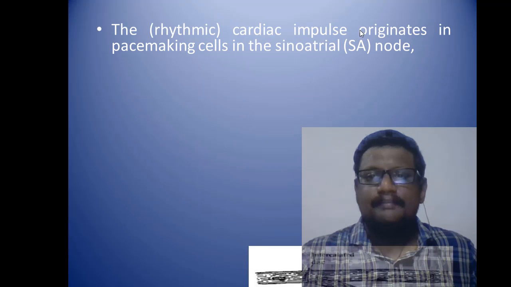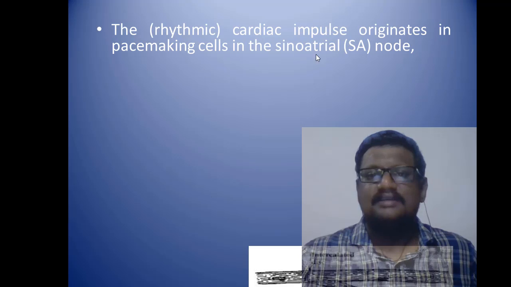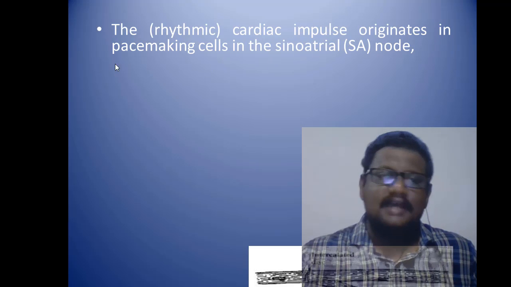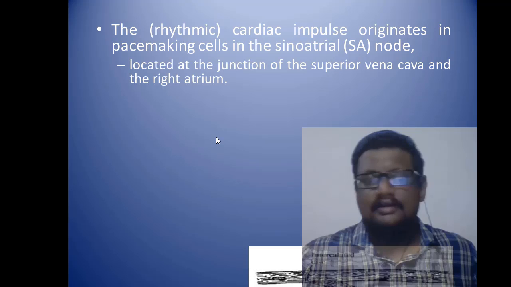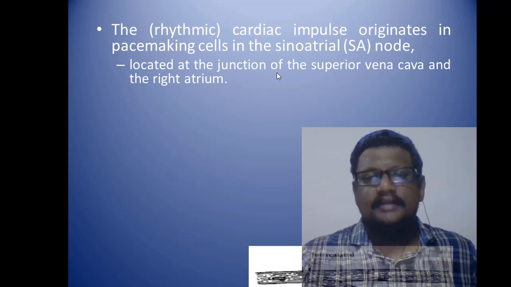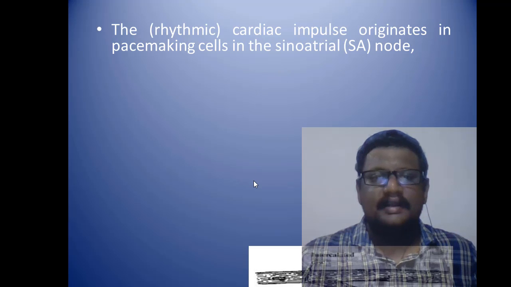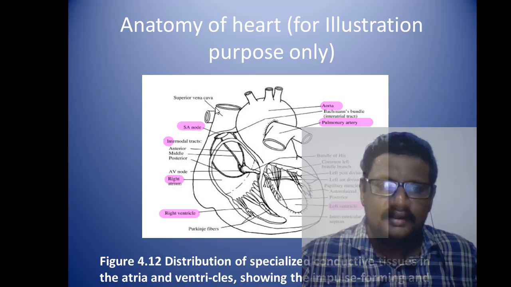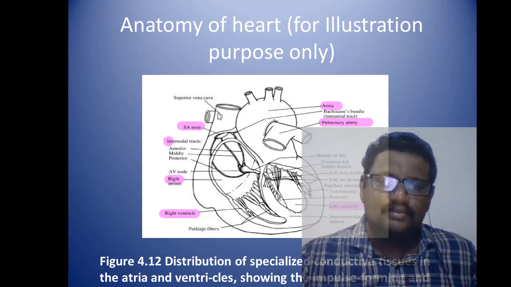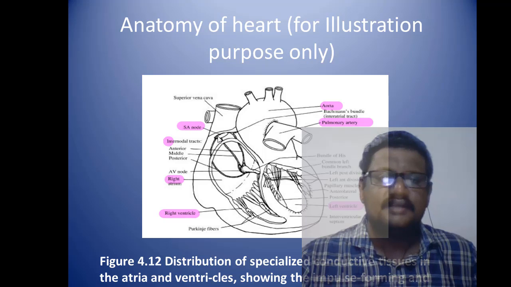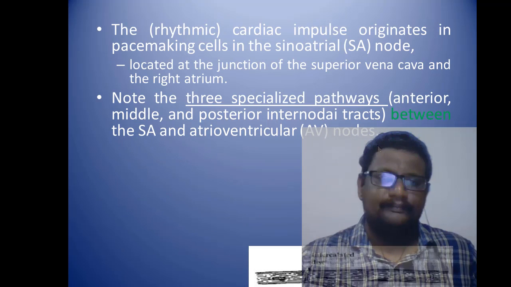The rhythmic cardiac impulse originates in the pacemaking cells in the sinoatrial node. This is called as a natural pacemaker. Sinoatrial node is called as a natural pacemaker, located at the junction of the superior vena cava and right atrium. This is the right atrium, superior vena cava. At the junction of that there is a sinoatrial node.